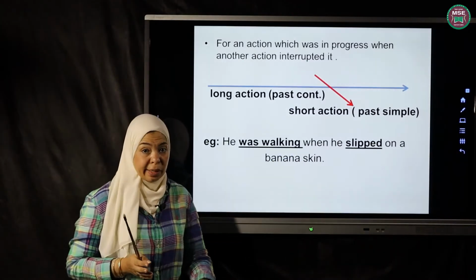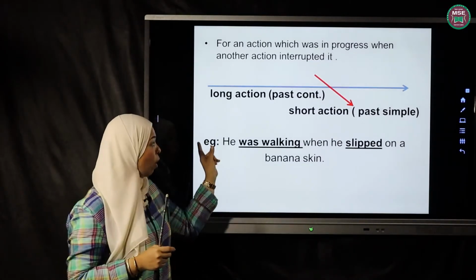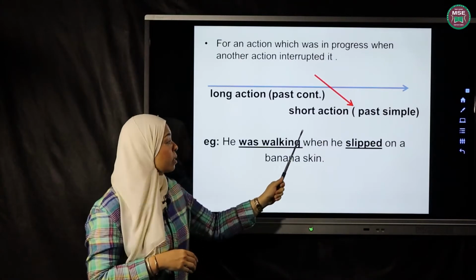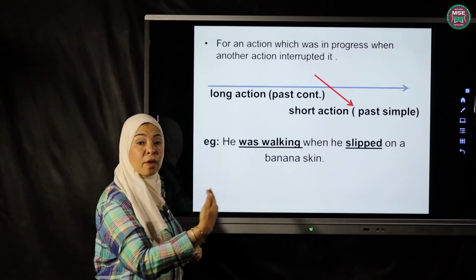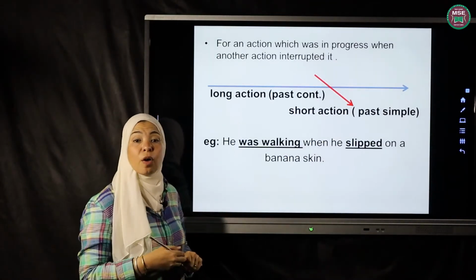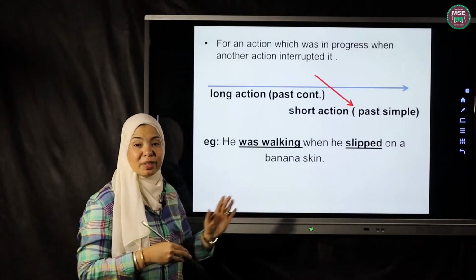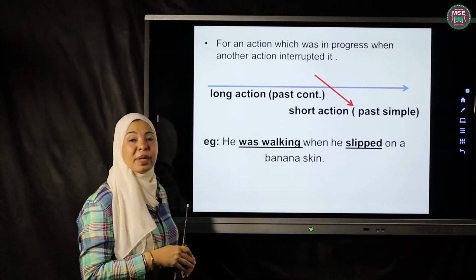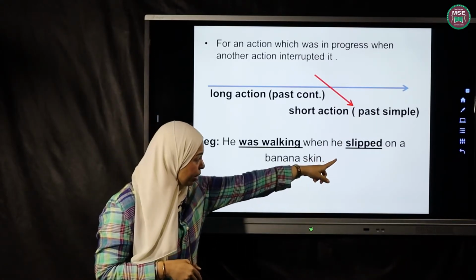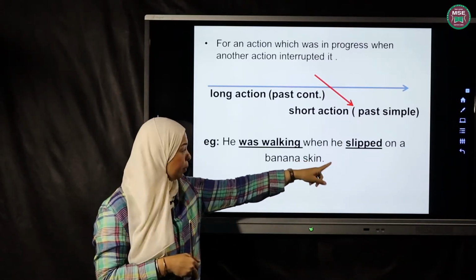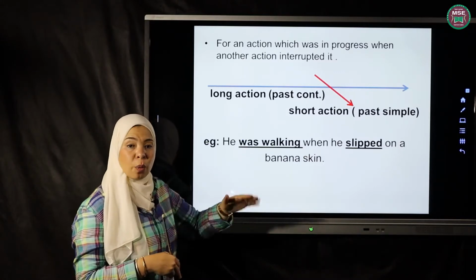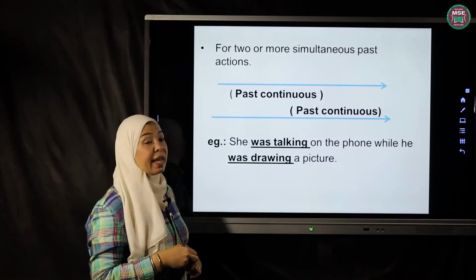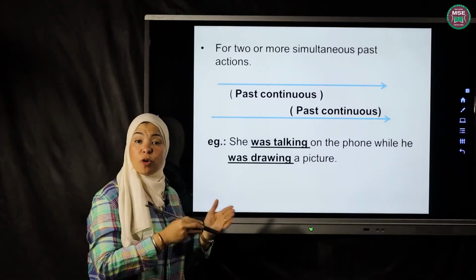Of course, once he slipped, he will stop walking. So the long action is interrupted by a short action. The short action should be expressed in past simple, while the long one should be expressed in the past continuous. So he was walking when he slipped on a banana skin. This is a short action, past simple, slipped, and this is the long one. For two or more simultaneous past actions, it means that no one interrupted the other one.